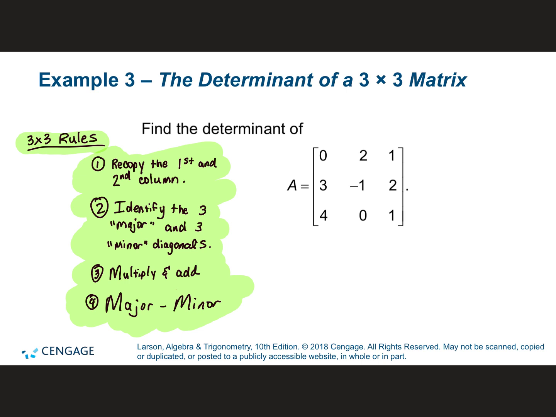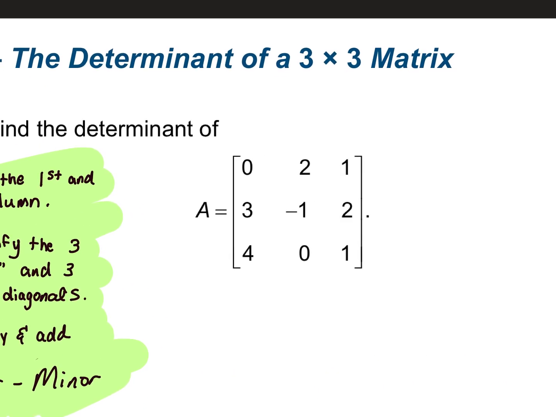You have to recopy the first and second column. Then you're going to identify the 3 major and the 3 minor diagonals. And you're going to multiply and add, and then we're going to subtract. Watch what we do. First thing we do, recopy the first 2 columns. So I'm going to say out here, 0, 3, 4. And then I have 2, -1, 0. Everybody with me?